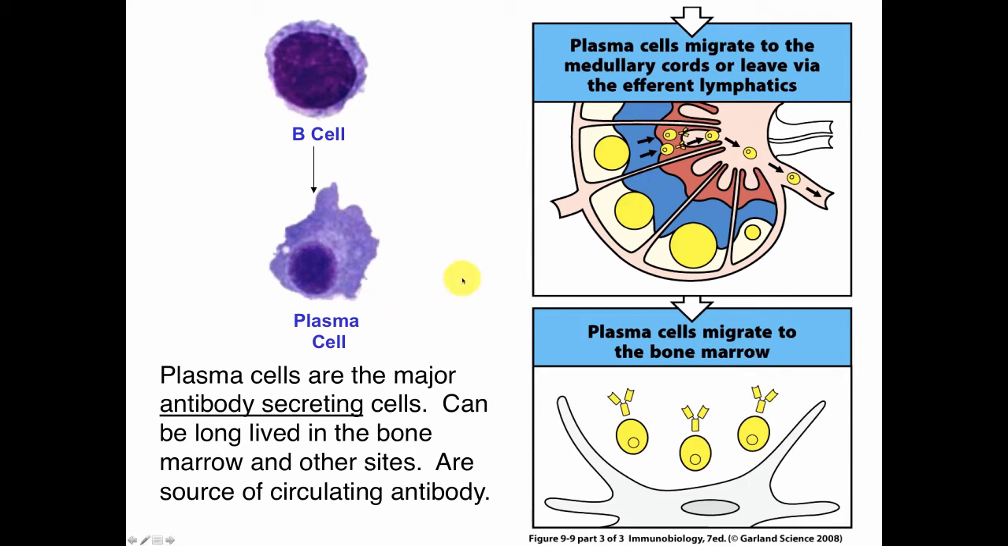into the extracellular space. And so what these plasma cells do is that they leave the lymph node and they go to extracellular sites. Many of them actually migrate to the bone marrow, where they can be long-lived cells and be a continuous source of immunoglobulin production. And most of the serum immunoglobulin that we all have circulating is a product of these plasma cells that are long-lived and often live in the bone marrow.